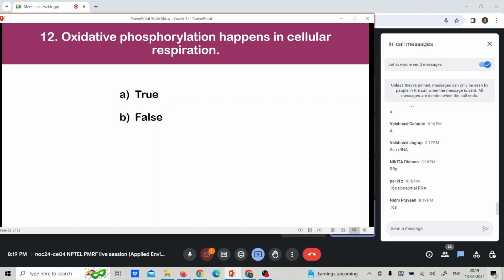Very simple question, and I expect answers very fast here. One answer, right? Okay, amidst many confusing questions, some straightforward questions. Oxidative phosphorylation happens in cellular respiration.